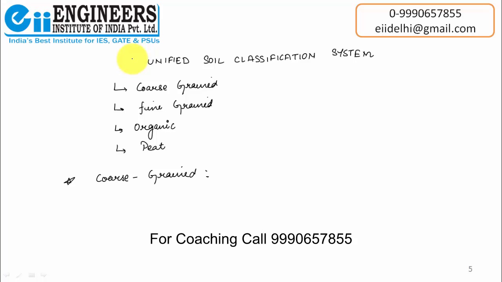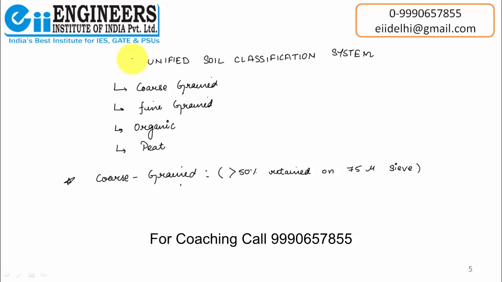I have told initially that the coarse grained soils are classified on the basis of grain size. If more than 50% of the soil is retained on 75 micron sieve, then they are known as coarse grained soils.